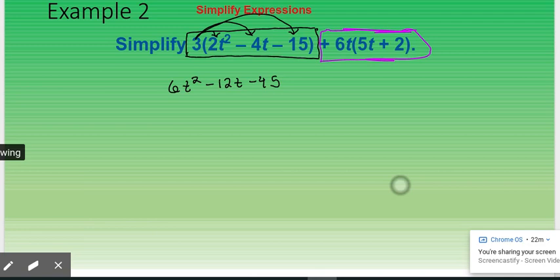Now this one, I'm distributing the 6t. So 6t times 5t. 6 times 5 is 30. Remember, t to the first times t to the first, that's t squared. 6t times 2 will be positive 12t. And now the difference between this one and just a straight distribute is we have to look for like terms. So now I'm going to organize this.